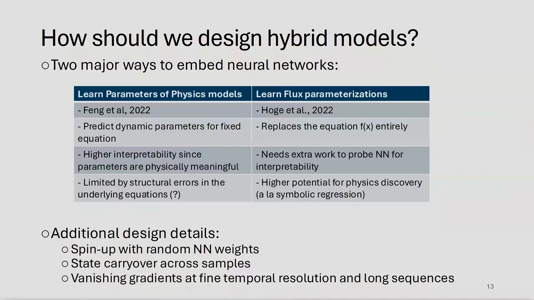And there are also some additional design details that I feel like do not really come up in discussions about hybrid models. First is, how do we spin up a hybrid model that has random neural network weights? I feel like this is something that everyone who works with hybrid models does in one way or another, but it's not really discussed too often. And next is, how do we carry over model states from one sample to the other? This is especially pertinent for ODE solvers, because if we choose, let's say, an adaptive ODE solver, we are bound by the samples, the sequence length, and it can no longer do the adaptation beyond the sequence length. So how do we do the state handover between samples?